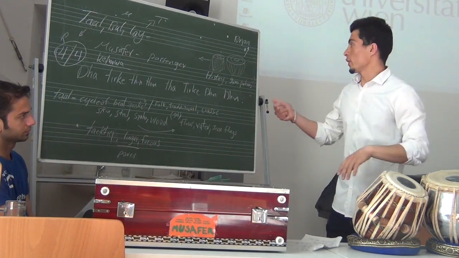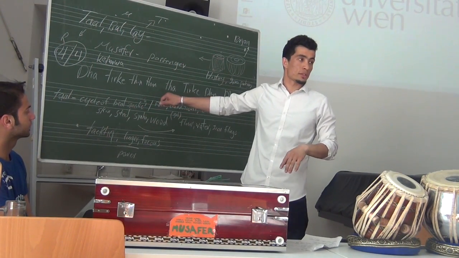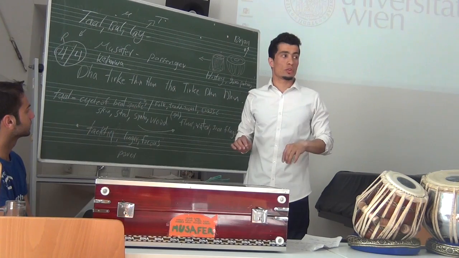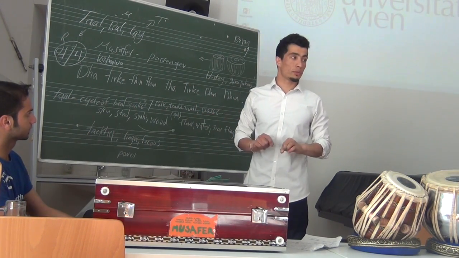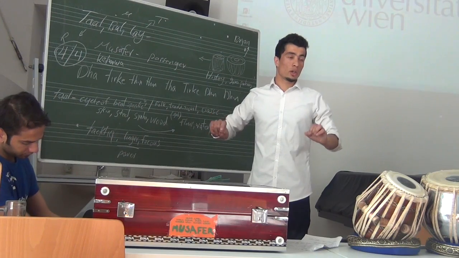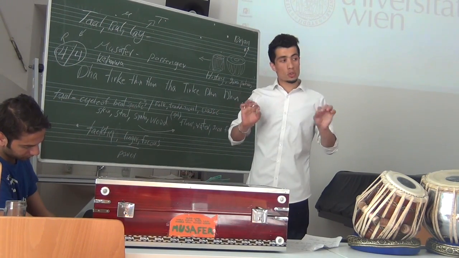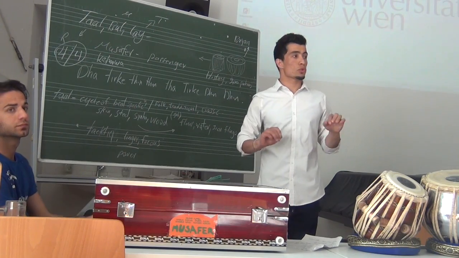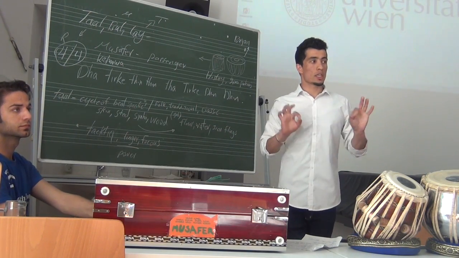So now we have, as we said, tabla has its own language. Whatever you play, you gotta follow the procedure, you gotta follow the alphabet of the tabla. You even gotta memorize whatever you play. A tabla player is supposed to know each note that he plays, one by one.